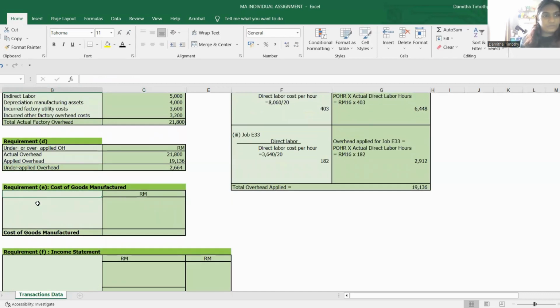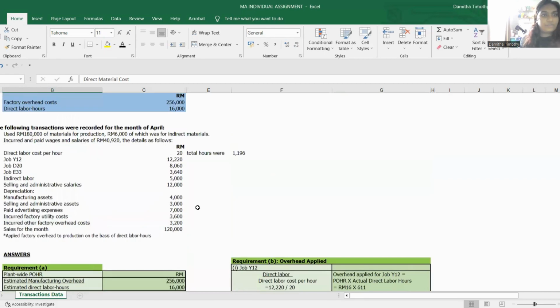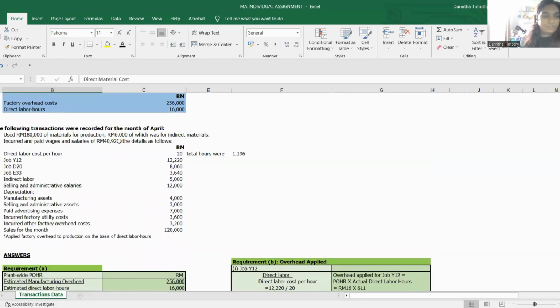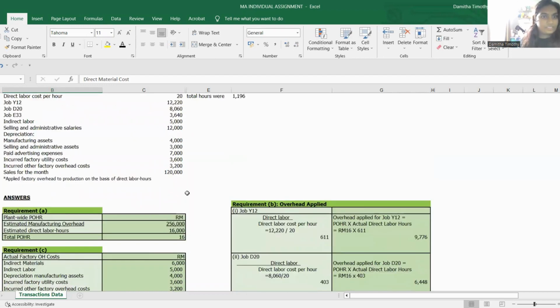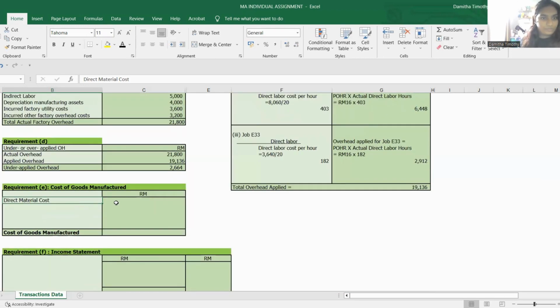So next we'll move to the cost of goods manufactured. To find the cost of goods manufactured, we'll start with direct material cost. For the direct material cost, we can know that 180,000 of materials is used for the production and 6,000 is considered as indirect material. So the balance will be considered as direct material, which is 174,000. So the value here is 174,000.